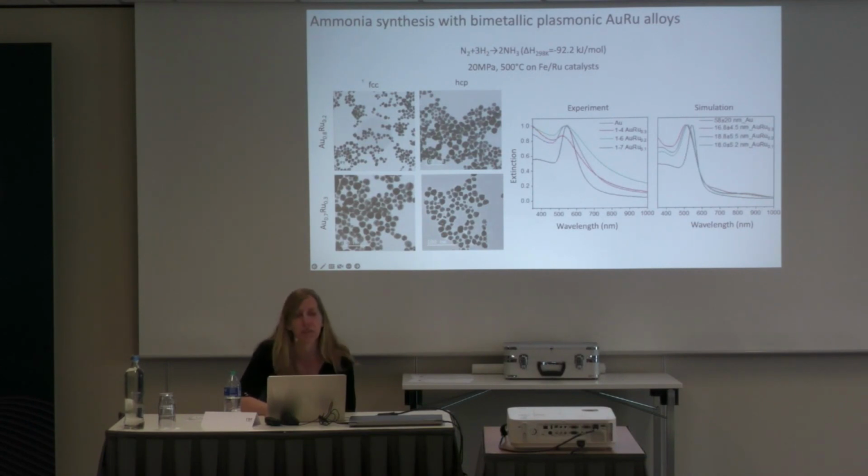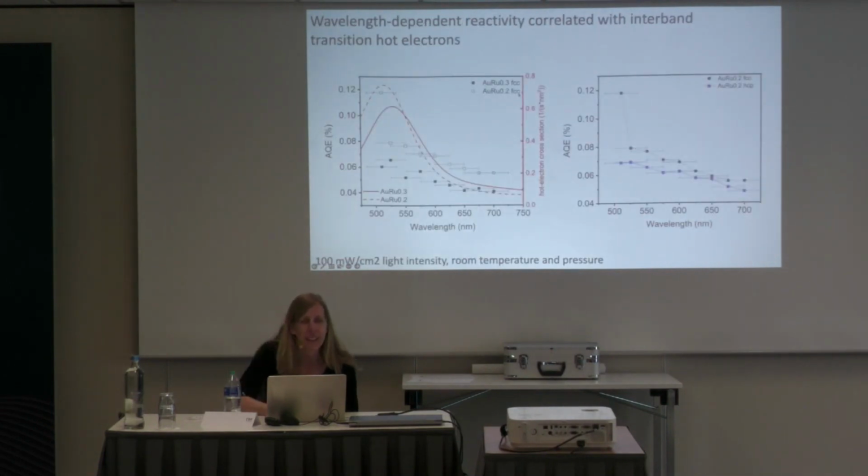And then he also controlled the phase, so he had FCC nanoparticles and HCP nanoparticles. When he put those into the reactor, what he was able to find is that with illumination, for both the FCC Au-Ru 30% ruthenium alloy and the 20% ruthenium alloy, he got a response that mimicked the hot electron cross-section that he had calculated. So you can see there starts to be a peak in the ammonia production in this particular case.